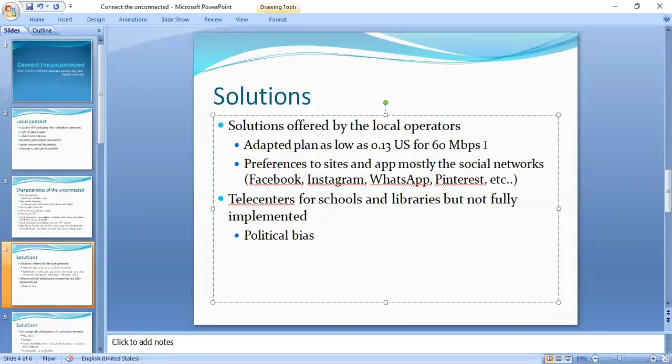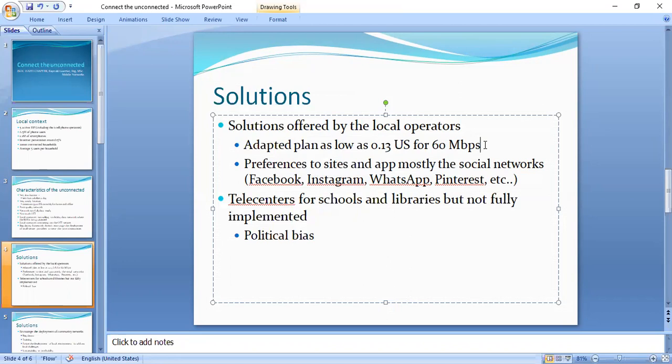With 60 megs for the day, you can, with some preferences to sites and applications like Facebook, Instagram, WhatsApp, Pinterest, mostly all the social networks. So for 60 megs a day, you can understand that a student can't do much. And for someone who wants to deploy an app, it's not that easy because the access he has is not good at all.